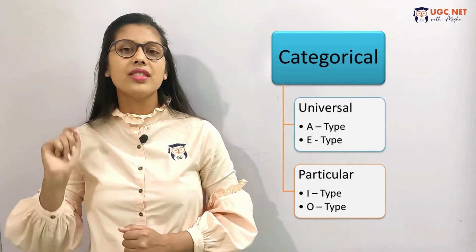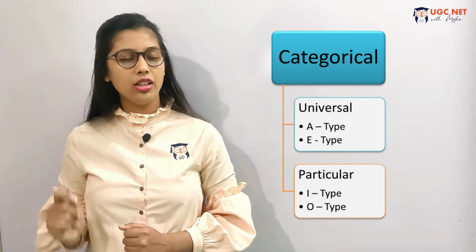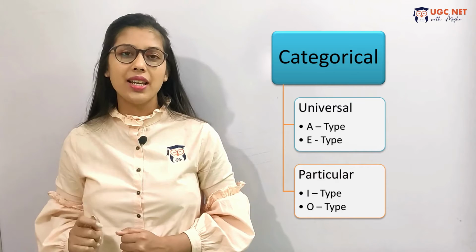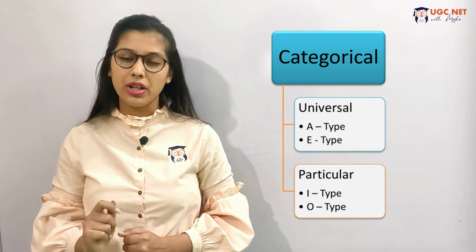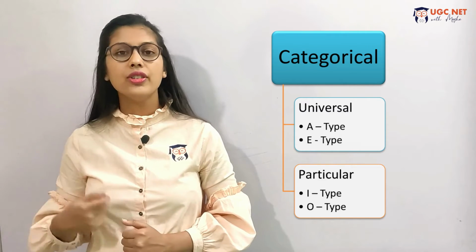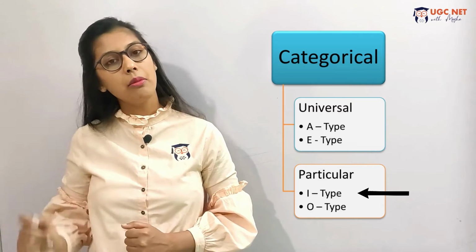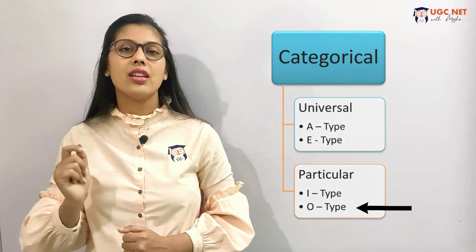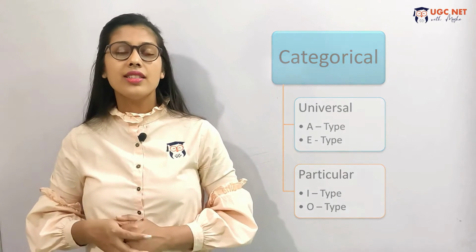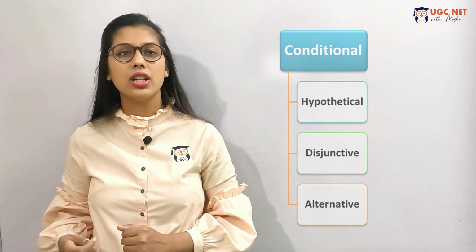Next we are going to discuss the particular categorical propositions. In this there are again two types. One is the I type, which is particular positive. Another one is O type, which is particular negative. If we talk about particular positive, it means that some A's are B, whereas particular negative simply means that some A's are not B. Similarly, conditional propositions are also divided into three categories: hypothetical, disjunctive and alternative.